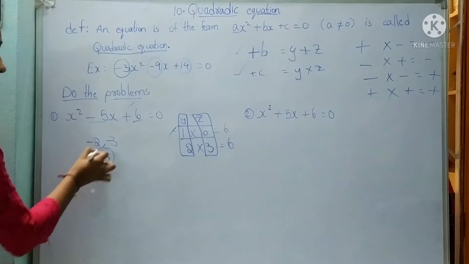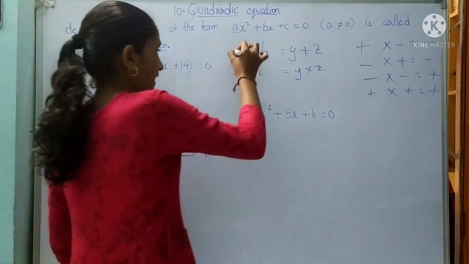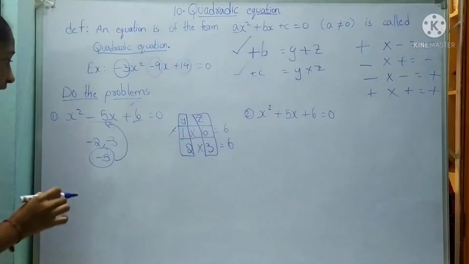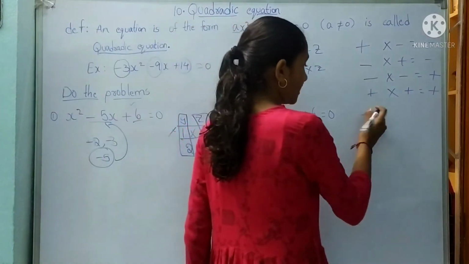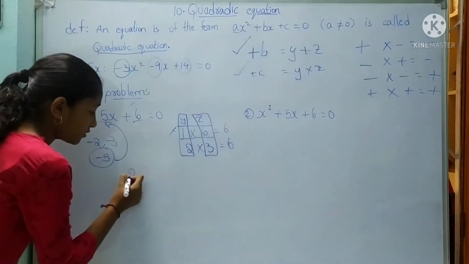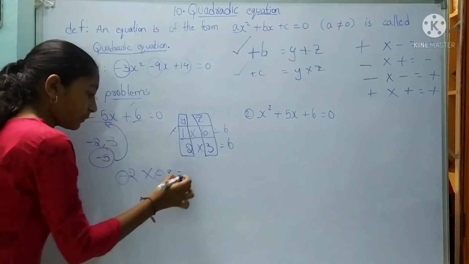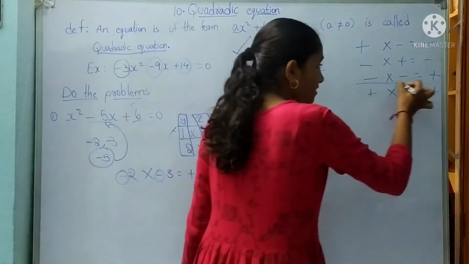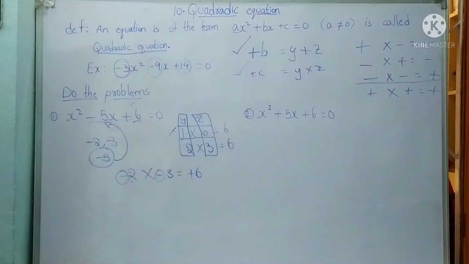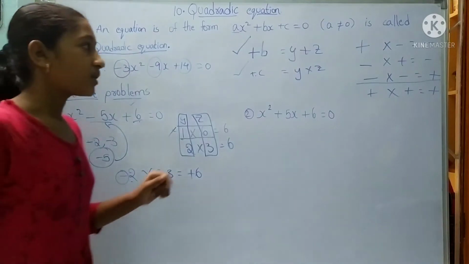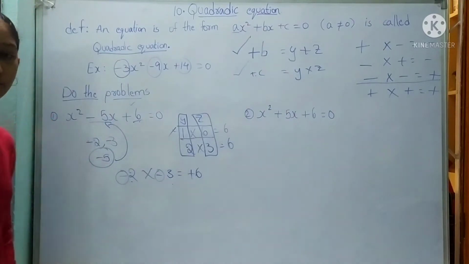So here minus 5 came, right? So the B came. This is the right answer. And for minus 2 into minus 3, suppose here minus, wait, I will write, minus 2 into minus 3 is equal to minus into minus is plus, and 2 into 3 is 6. So the answer is plus 6. So here in this problem, minus 2 and minus 3 are the y and z.